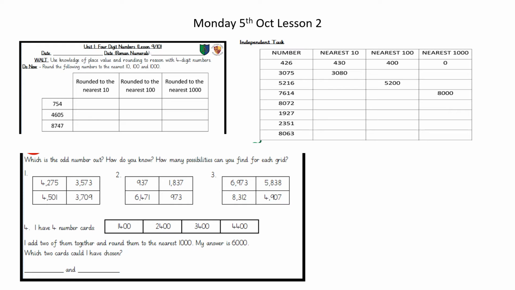On Monday we'll be completing 2 maths lessons. This is our second maths lesson, and this lesson consolidates everything we've done in the past few lessons on rounding to the nearest 10, 100 and 1,000.